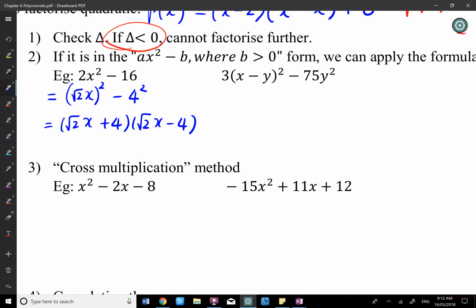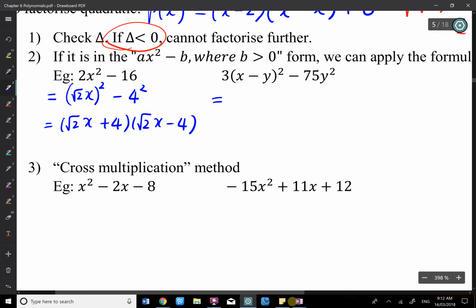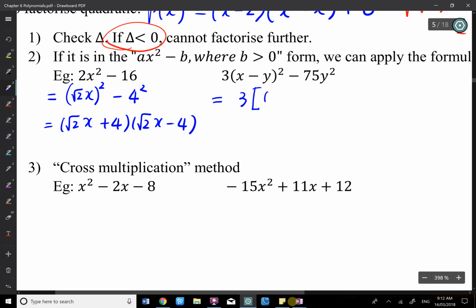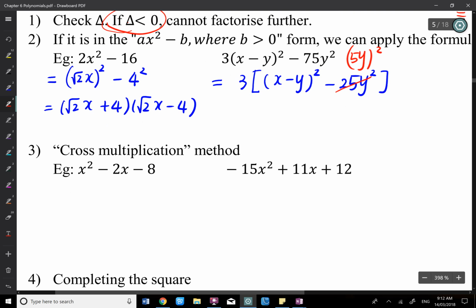For the second one, a 3 is a common factor, so I will take out the 3 first instead of putting 3 as a root 3, because I can't see a square number here. That's why I'll take the 3 as common factor. So that's x minus y squared minus 25y squared. Then the 25y squared becomes 5y squared. That's a square number, easily. 5y squared is 25y squared.